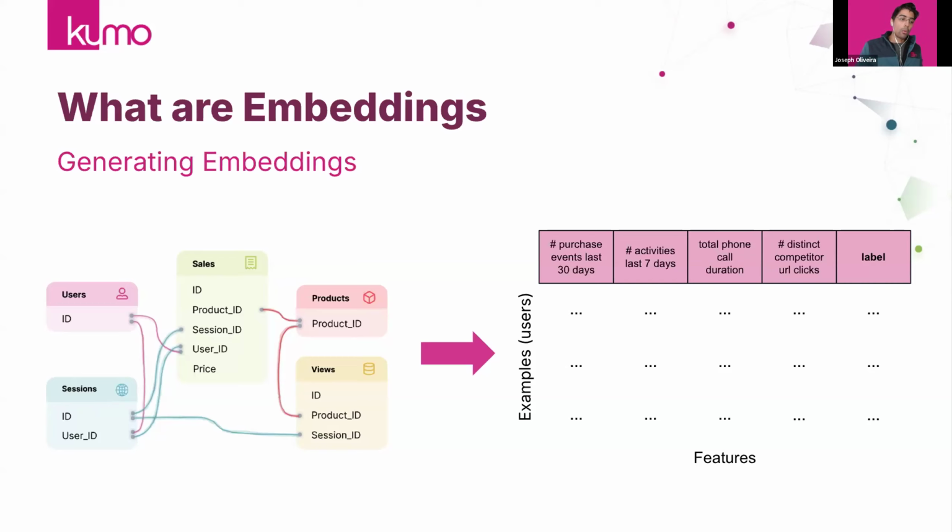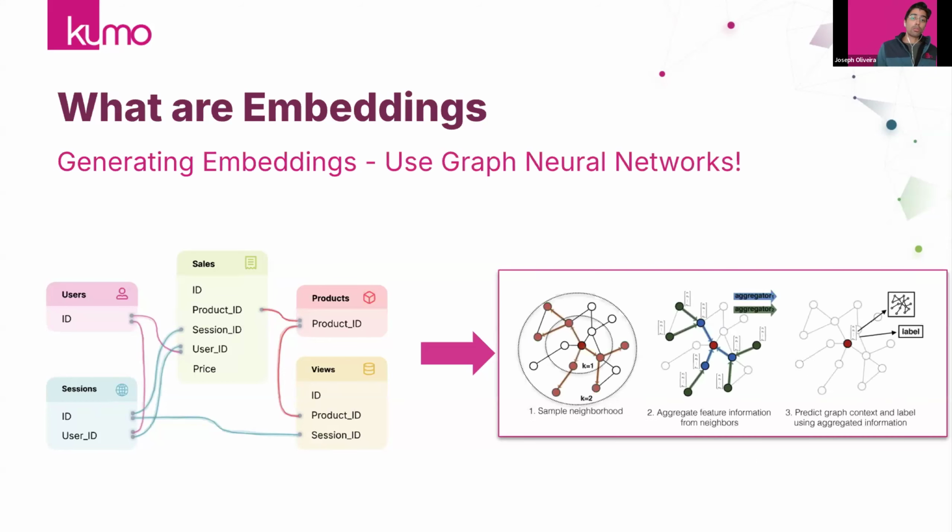So what can we do with this? Well, if we treat each table as a node and we connect the nodes together with the primary and foreign key relationships, what we end up with is a network graph. So as a result, to generate embeddings, we can simply use graph neural networks, and as input, we can treat our relational database as a graph.